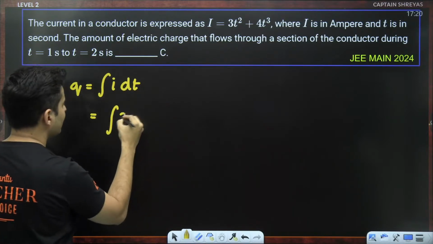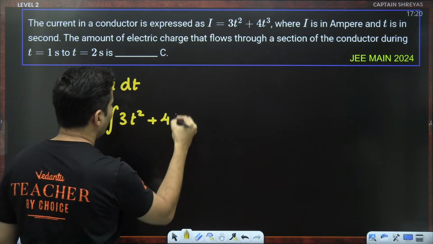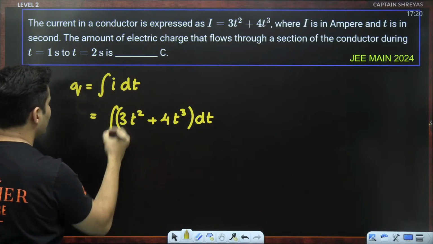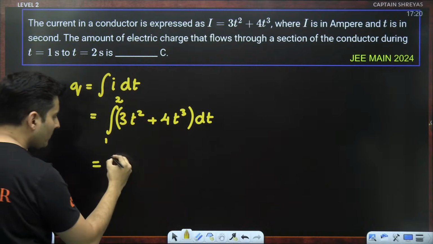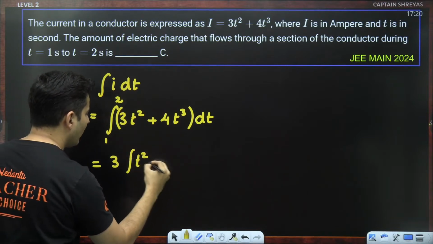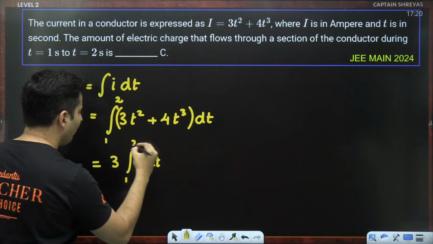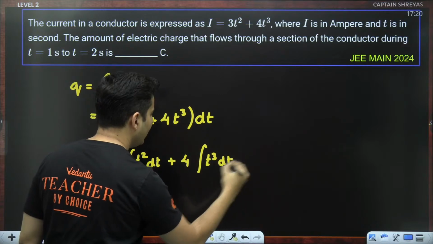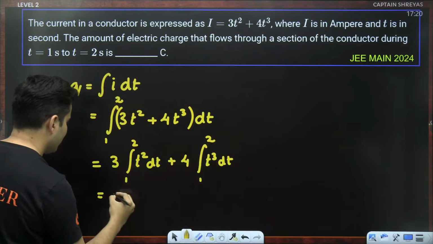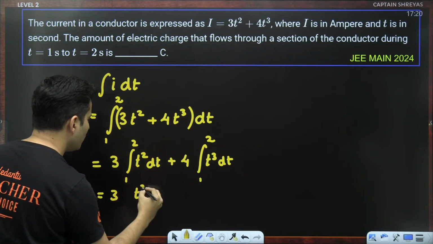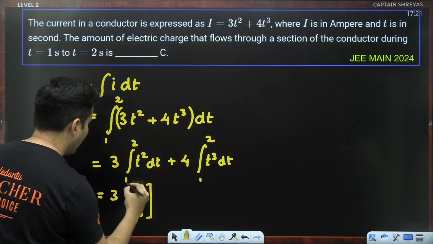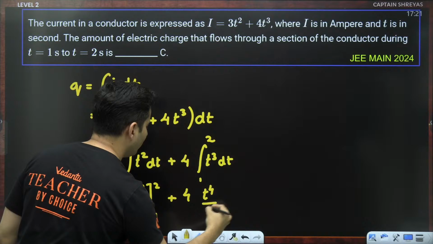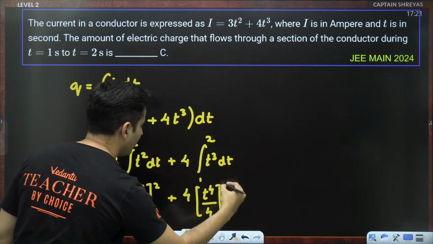The current is given as 3t square plus 4t cube, the whole thing dt. The time limit is from 1 second to 2 seconds, so those will be the limits of the integration. 3 will come over here, you will have t square dt, I'm opening up the brackets, from 1 to 2, plus 4 will come over here, and then you will have integration of t cube dt from 1 to 2. Okay, so what is this? This will be 3 times, t square's integration is t cube by 3, and I'll put the limits 1 and 2 over here. Then 4 times, t cube's integration is t raised to 4 by 4, with the limits of the integration over here.